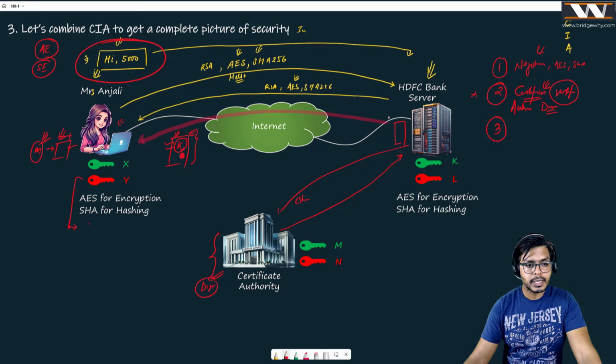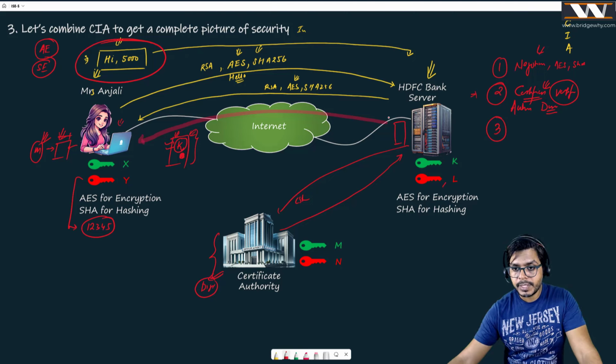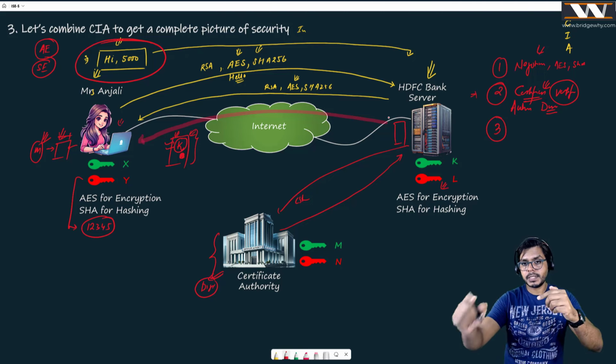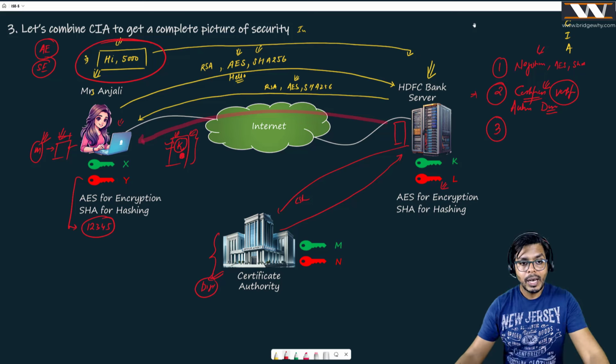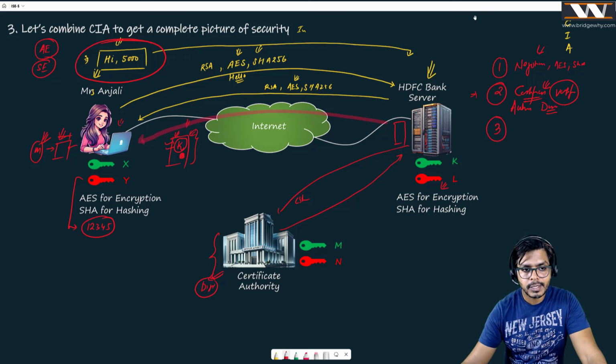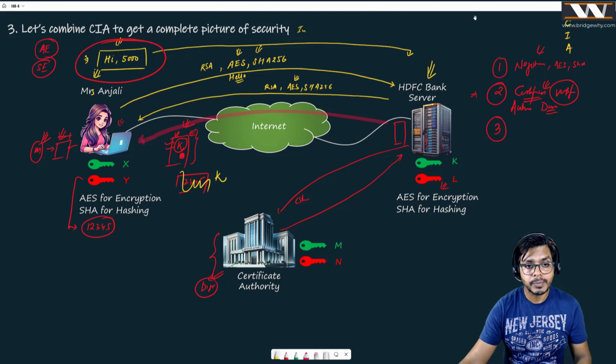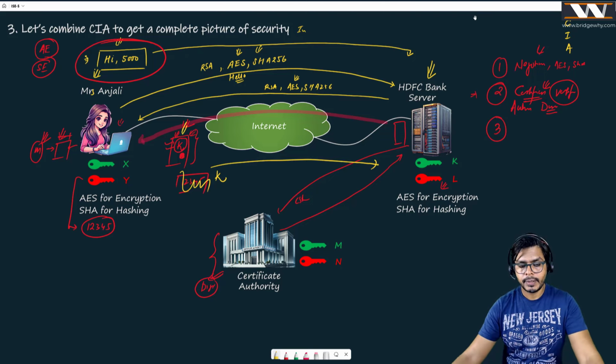Say Anjali generated a key, which is 12345. And now this key should be with HDFC bank server also. Why? Because Anjali encrypts something, and HDFC bank server has to decrypt it. How is it going to decrypt? You all know I have the public key of HDFC bank server. I will take 12345 and encrypt it using the public key K, which is the HDFC bank server key. From where did Anjali get it? From the certificate. It is going to send this here.